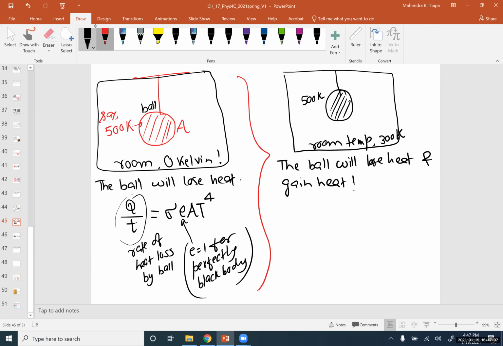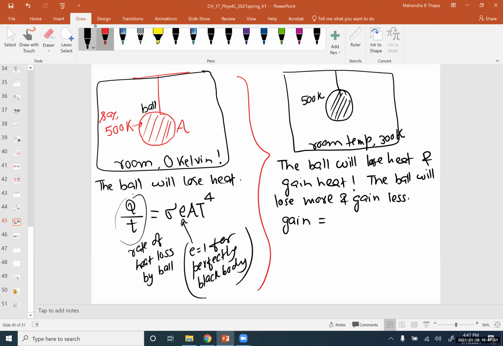What does it mean? You might be asking how this is possible. Thermal equilibrium means they are giving and taking the same amount of heat, but this is not the case of thermal equilibrium. The temperature of the ball will slowly go down. So this means the ball will lose more and gain less. Okay, so let's find how much heat it will gain.